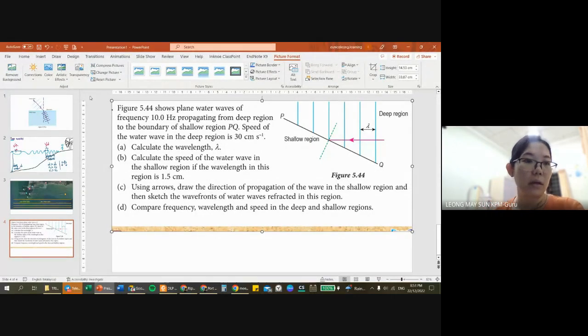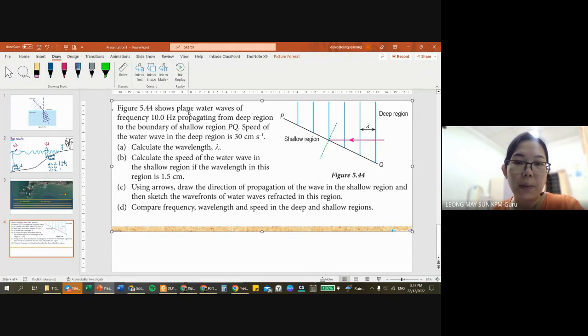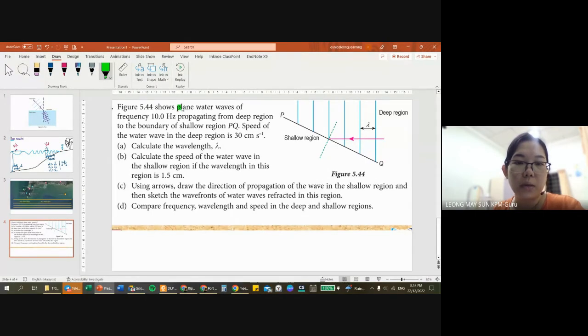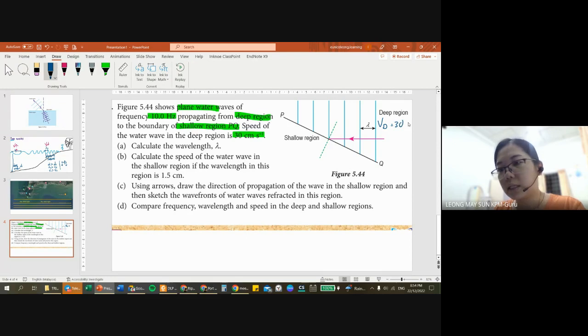All right, so here in the textbook question, the figure shows a plane water wave with a frequency of 10 Hz propagating from the deep region to the boundary of the shallow region PQ. Speed of the water wave in the deep region is 30 centimeter per second. Calculate the wavelength lambda. Okay, so I'm going to do that question first. First, number one, deep region: the wave speed at the deep region is 30 centimeter per second. The frequency of the source is 10 Hertz.